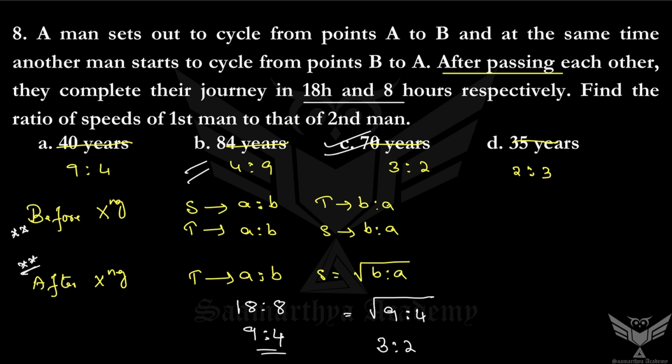Sorry, we made a mistake. No. So if A is to B is 9 is to 4, then B is to A will be 4 is to 9. That is 2 is to 3. So option D is correct.